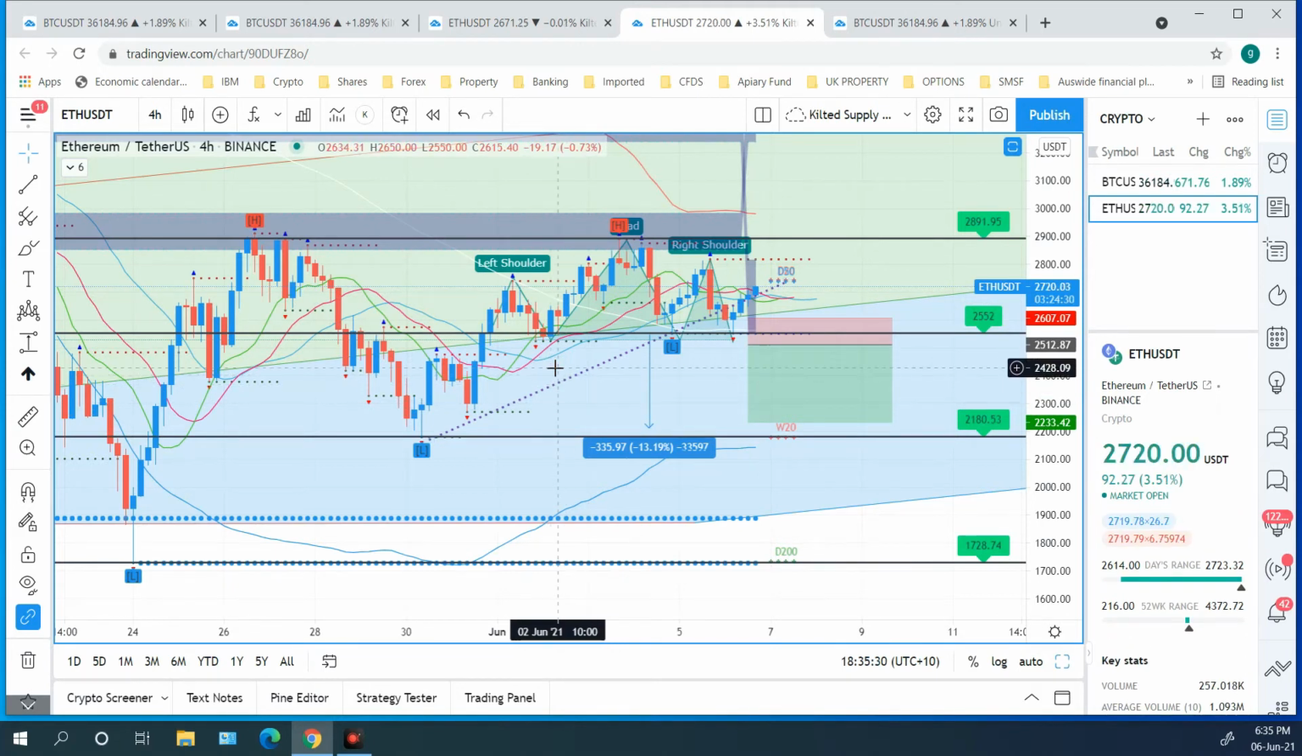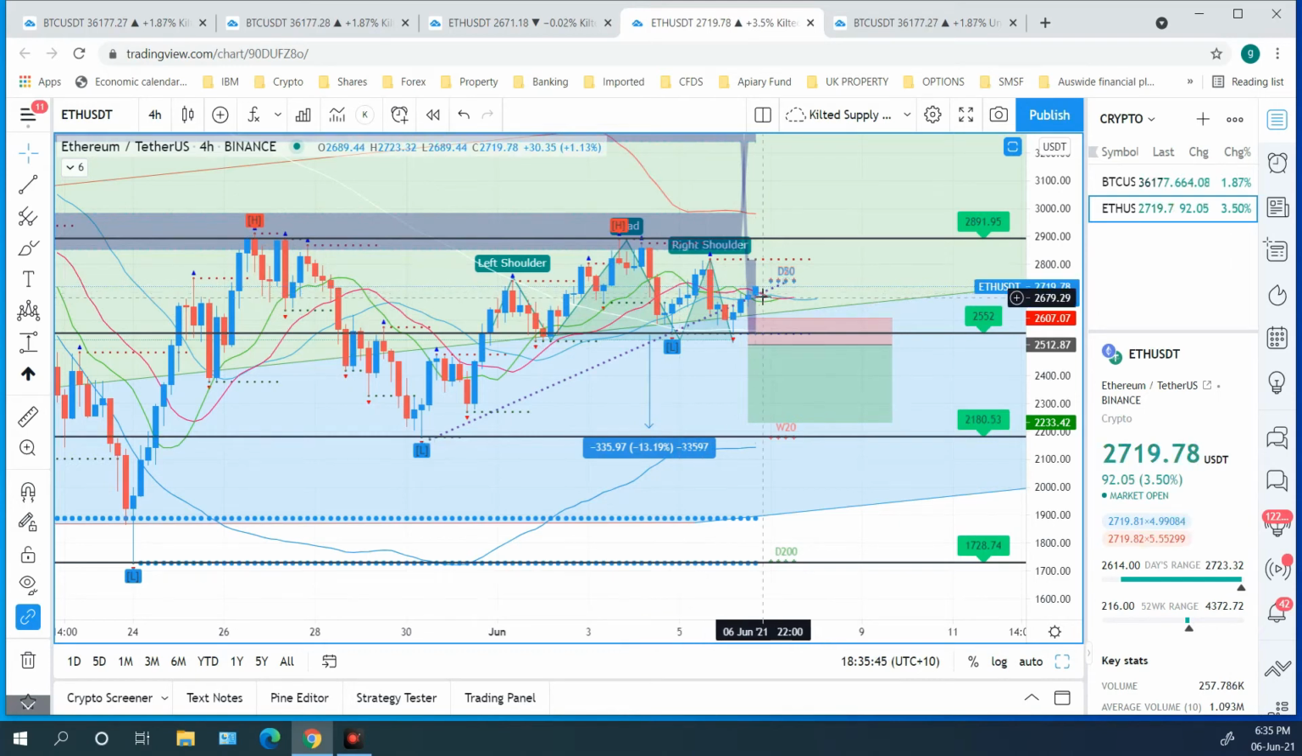I hope that helps a few folks. But effectively, you've got a couple of things going on here. You've got this trend line on a pullback. You've got a head and shoulders, which is a classic reversal pattern.